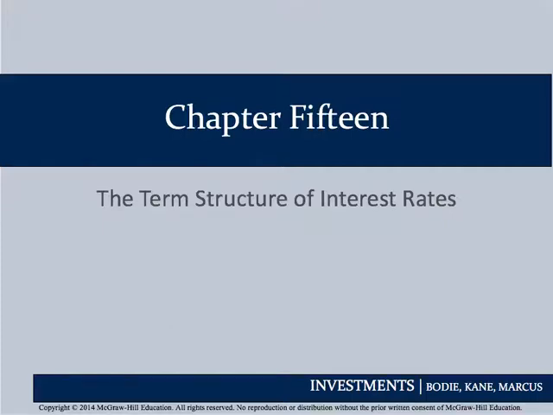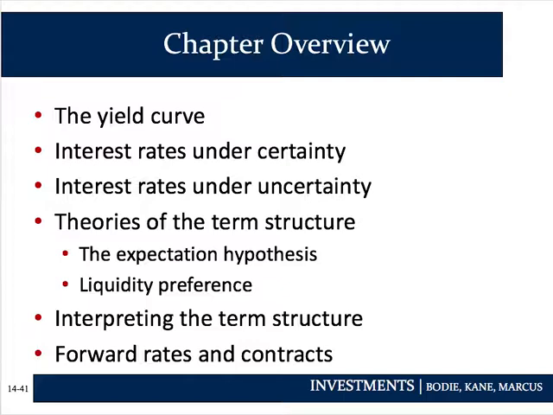Okay, chapter 15 talks about the term structure of interest rates. The most interesting thing about it is it kind of gives you a precursor to what's going on in the economy. So the chapter overview is the yield curve, interest rates under uncertainty and certainty, the theories of term structure, interpreting the term structure, and a little bit on forward rates and contracts.